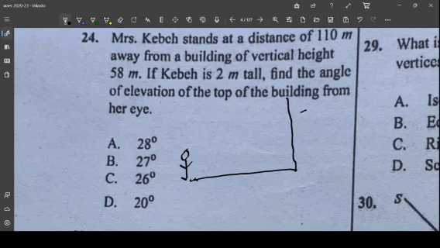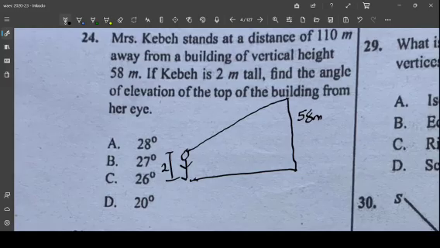All right, so that's 58 meters. But then we are told that she is 2 meters tall. So if she's 2 meters tall, this is her height, 2 meters. Find the angle of elevation of the top of the building from her eye. From her eye. So it means from her eye point, we are going to find this angle of elevation to the top of the building.